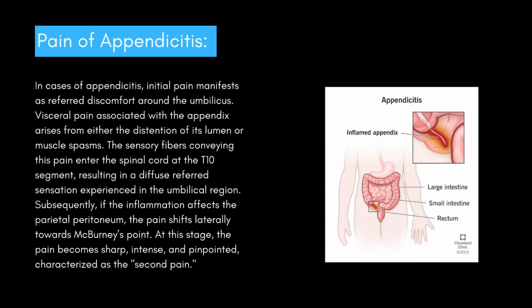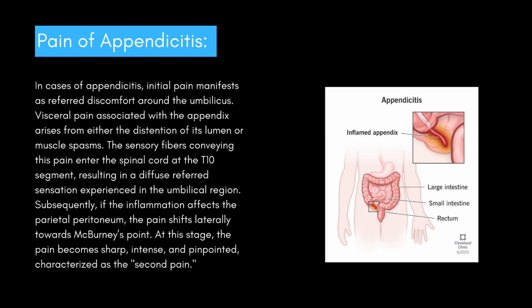Moving on. We have pain of appendicitis. In cases of appendicitis, initial pain manifests as referred discomfort around the umbilicus. Visceral pain associated with the appendix arises from either the distension of its lumen or muscle spasms. The sensory fibers conveying this pain enter the spinal cord at the T10 segment, resulting in a diffuse referred sensation experienced in the umbilical region.